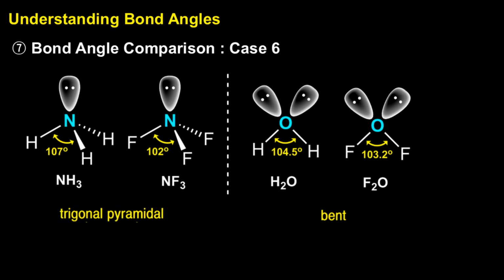But in F₂O, fluorine steals the electron density, so oxygen doesn't have as much repulsion around it anymore. That leads to a slightly smaller bond angle, around 103.2 degrees. So yeah, the more electronegative the surrounding atoms are, the more they pull bonding electrons away from the central atom, and that reduces repulsion, which brings the bond angles down a bit.